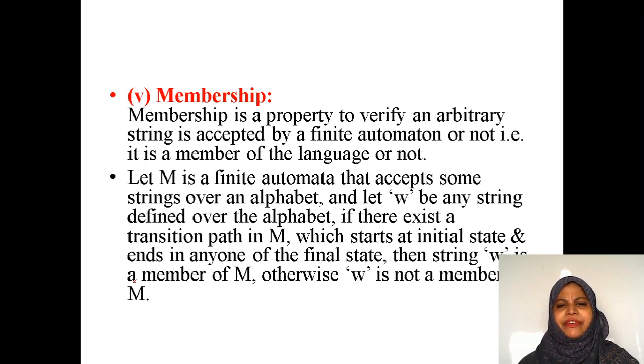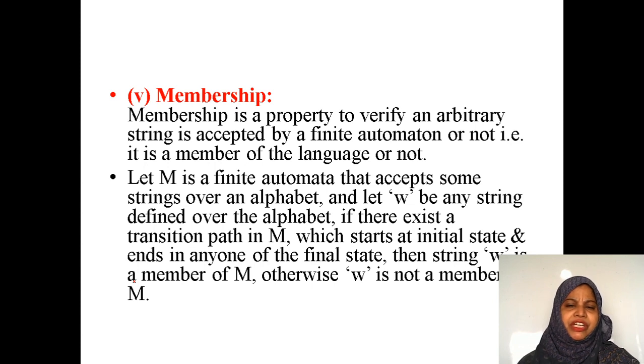For example, let M be a finite automata that accepts some strings over an alphabet, and let W be any string defined over the same alphabet. If there exists a transition path in M which starts at the initial state and ends in any one of the final states, then the string W is a member of M, otherwise W is not a member of M, right. How do you recognize that a string is accepted by the finite automata? Whenever we process that string on the finite automata, if we reach the final state, then that string is accepted.